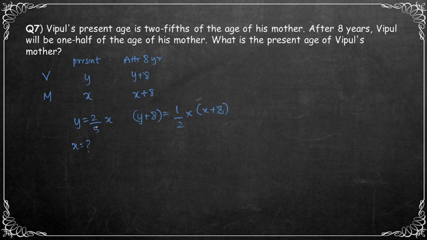So now if we substitute y in this equation, so 2/5 x plus 8 is equal to x plus 8 divided by 2. So divided by 5 into 5. So 5 goes that way, 2 comes this way. 2 times 2 is 4x. 8 times 5 is 40 into 2, 80 is equal to 5x plus 5 times 8 is 40. So 4x goes that way, 40 comes this way. So x is equal to 40. So 40 years is the answer.